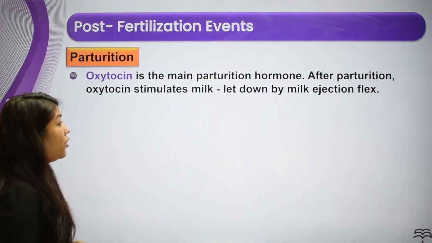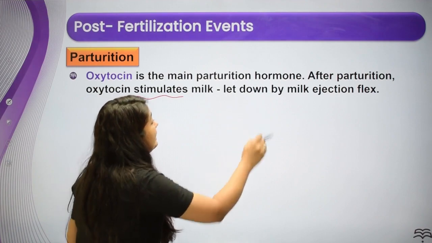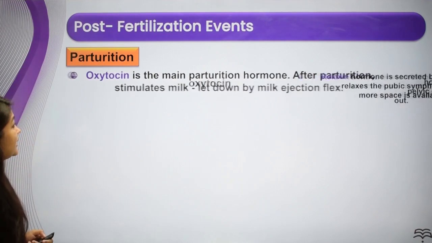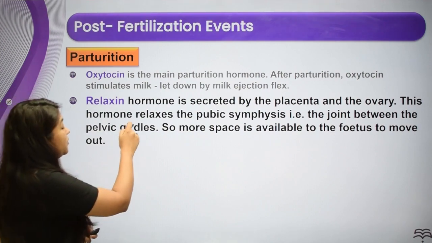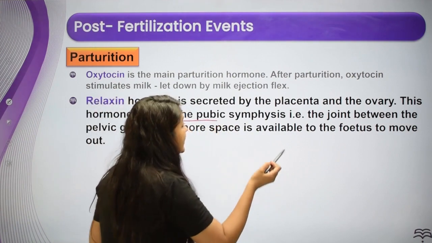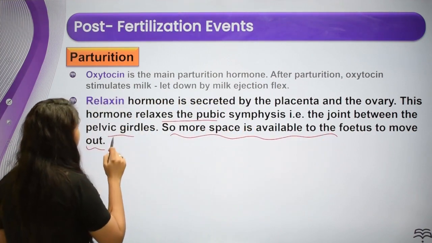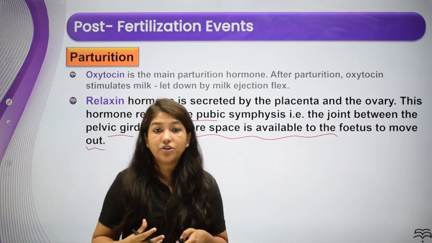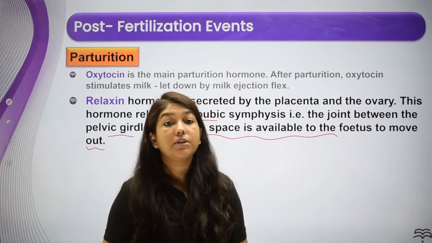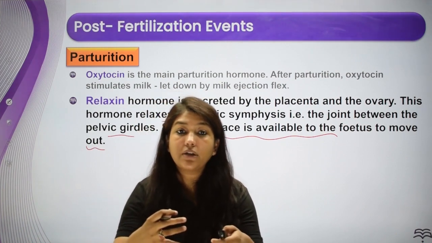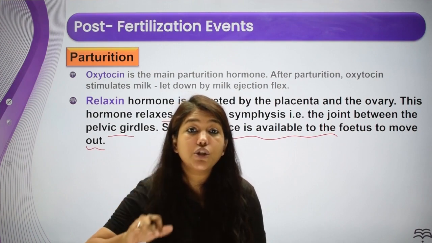Oxytocin is the main parturition hormone, and after parturition, the oxytocin stimulates milk let down by milk ejection reflex. Now, relaxin hormone is secreted by the placenta and the ovary, and this hormone relaxes the pubic symphysis, that is the joint between the pelvic girdle, so more space is available for the fetus to move out. Alright, so all in all, this process of parturition is mainly driven by this oxytocin hormone. Oxytocin is responsible for creating that strong wave of uterine contractions, you can say, which is going to push the fetus out.